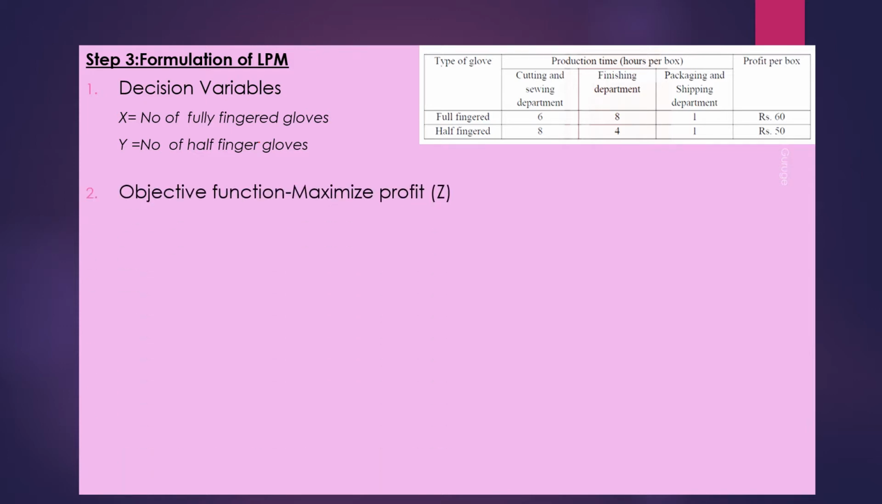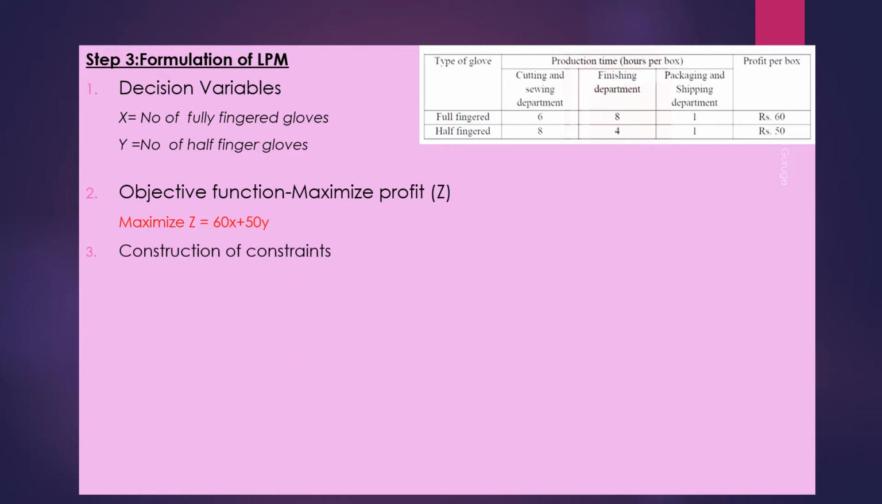Then what is the objective function? Here the objective function is to maximize the profit. I will denote it with Z. The maximization of Z is equal to 60X plus 50Y. How I have taken this is, in the table the profit per box is given. For the fully fingered one it is 60 and for the half-fingered one it is 50. If the organization is producing a combination of both products, then the total profit will be the addition of these two.